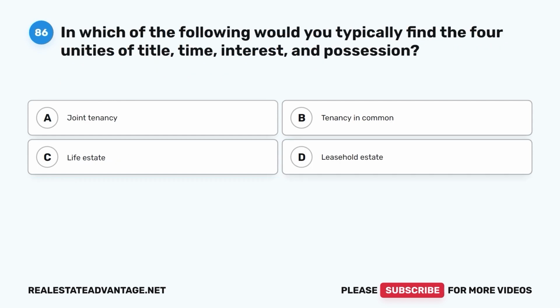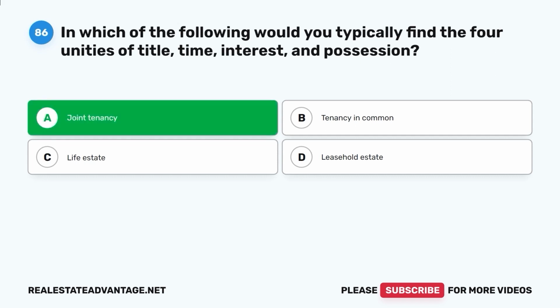Question 86. In which of the following would you typically find the four unities of title, time, interest, and possession? A. Joint tenancy. B. Tenancy in common. C. Life estate. D. Leasehold estate. The correct answer is A. Joint tenancy.